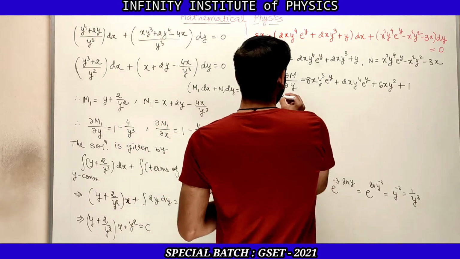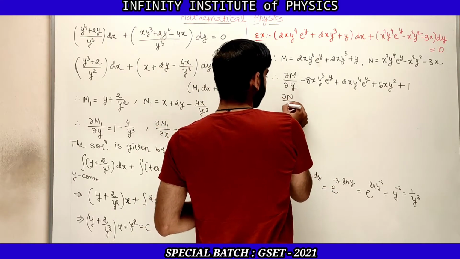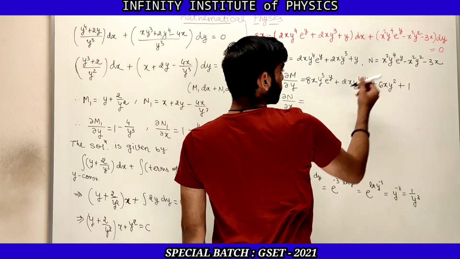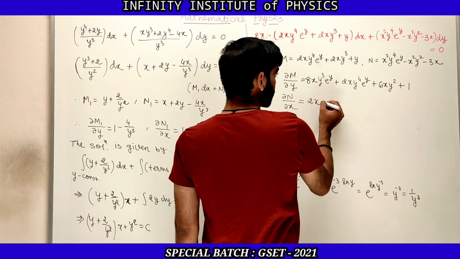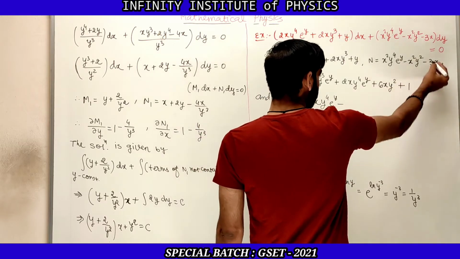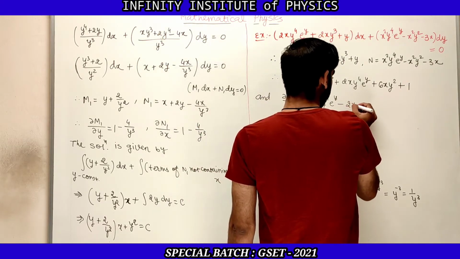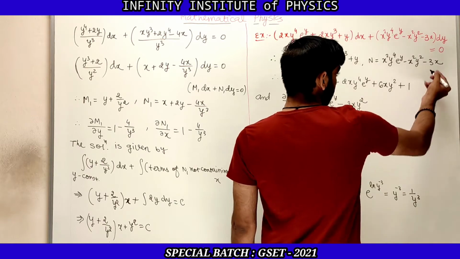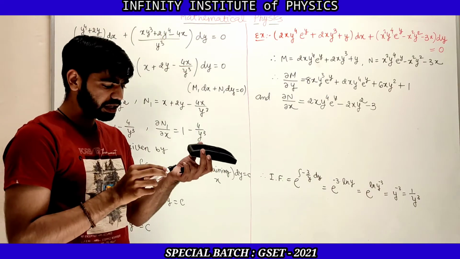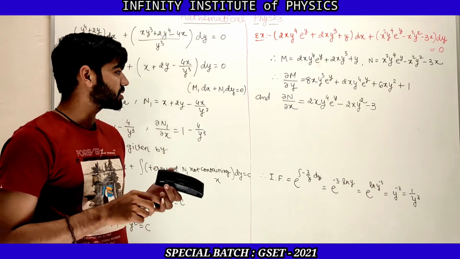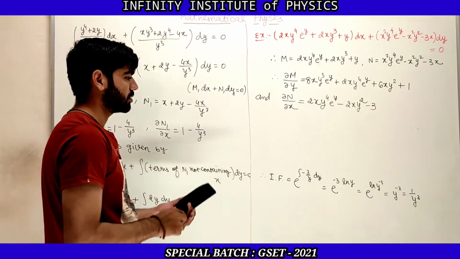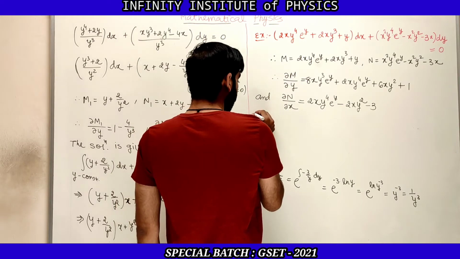Let us find del N by del x as well. Del N by del x: here x square, so the differentiation of x square is 2x y raised to 4 e raised to y, minus the differentiation of x square y square, that is 2x y raised to 2, and the differentiation of minus 3x is minus 3. Clearly you can see that del M by del y is not equal to del N by del x, and that is why it is a case of a non-exact differential equation.